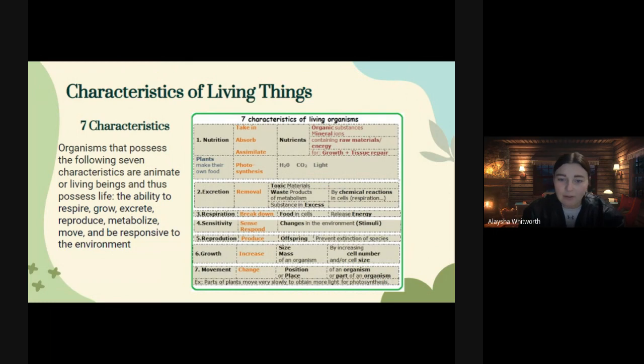Respiration is breaking down food, so that's food and cells, and then releasing energy. Sensitivity, do they change to their environment, stimuli? For example, like our pupils when we go indoors and outdoors. Reproduction, can they reproduce? Overall, the goal is to prevent your species from extinction. Growth, so they can increase in size and mass, or the number of cells, or cell size. Movement, is there changes in their position or their place of an organism or part of an organism? For example, like our hands.